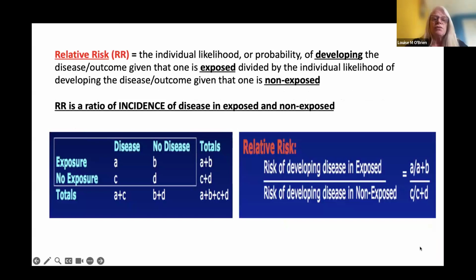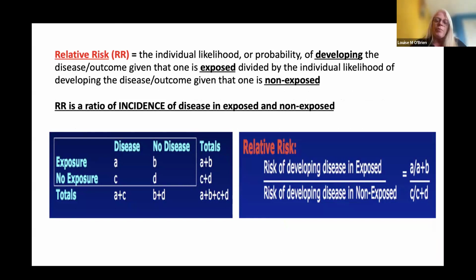So what is a relative risk? The relative risk is the likelihood or probability of developing a disease given that you are exposed, divided by the likelihood of developing the disease if you're not exposed. So it's an incidence. That's really important to remember. Relative risk is an incidence. And we're going to come back to that as well.